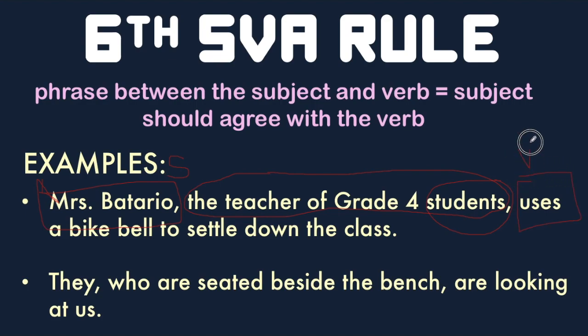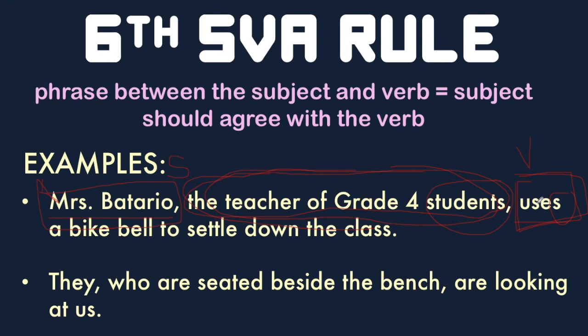And again, if we have Mrs. Batario, a singular noun, our verb should also be singular. And to make a verb singular, we add S. Remember? It's the opposite way of how we do it with nouns. Don't be confused with the phrase separating the subject and the verb. Just remember the topic's name, subject-verb agreement. Alright? It's an agreement between the subject and a verb of a sentence. Okay? Let's go to example number 2.